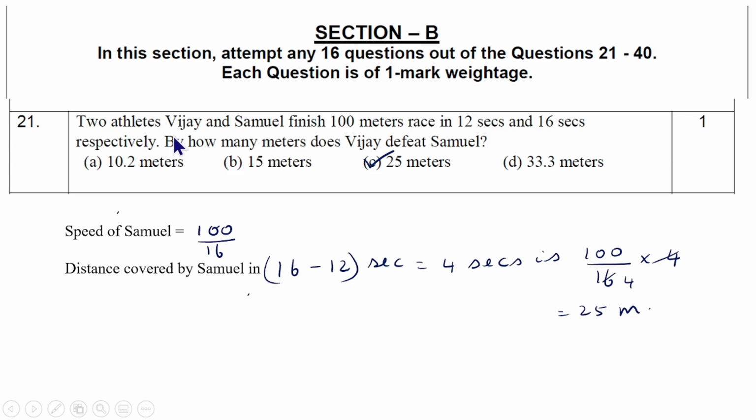So here in the question it is given Vijay and Samuel finish 100 meters race in 12 seconds and 16 seconds. So using this information, first we found speed of Samuel. Speed of Samuel is 100 upon 16. Now if we are able to find the distance covered by Samuel in 16 minus 12, that is 4 seconds, then that is the distance by which Vijay has defeated Samuel. So distance covered by Samuel in 4 seconds is speed of Samuel 100 by 16 into the time 4. So the distance covered in 4 seconds is equal to 25 meters. So Vijay defeats Samuel by 25 meters. So the correct option is option C.